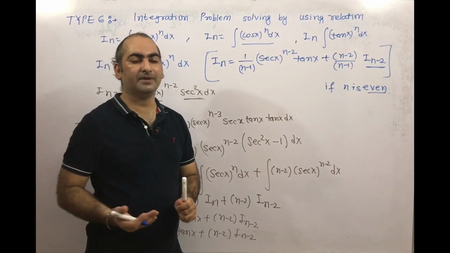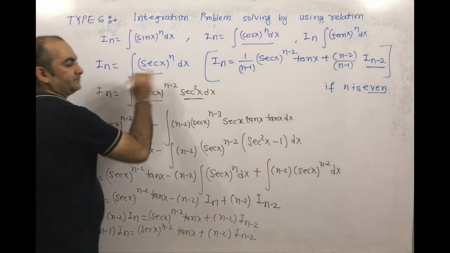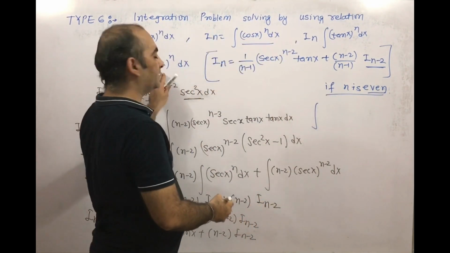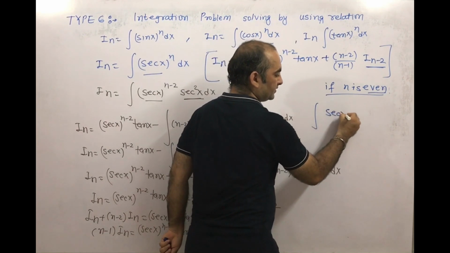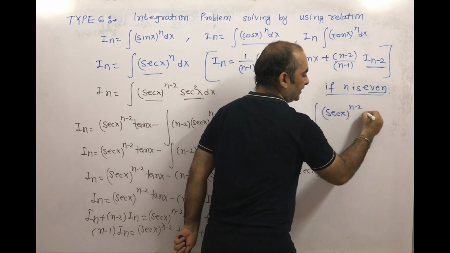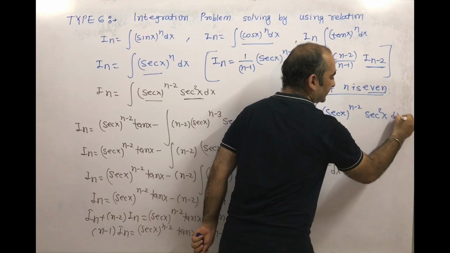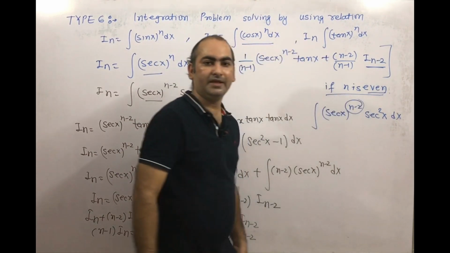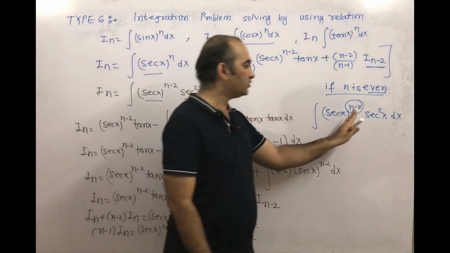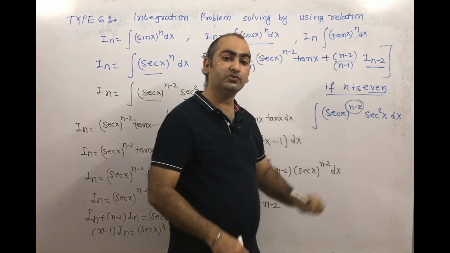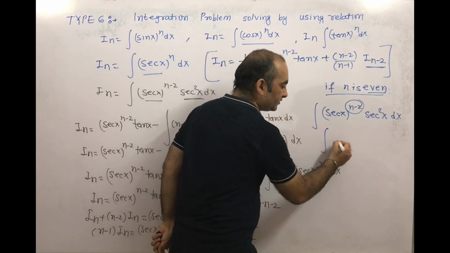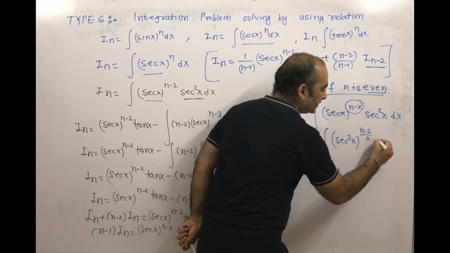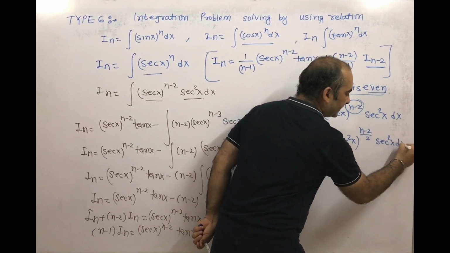So what will happen if n is even? If n is even, integration of this one we can write as secant x to the power n minus 2 into secant square x dx. If n is even, then n minus 2 is also even. So this one we can write as integration of secant square x to the power (n minus 2) divided by 2, times secant square x dx.